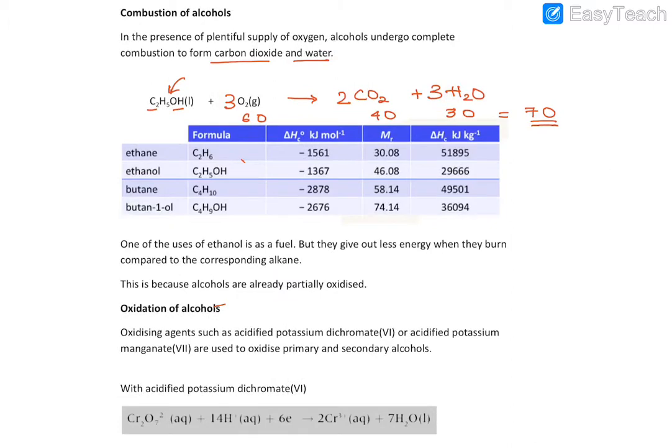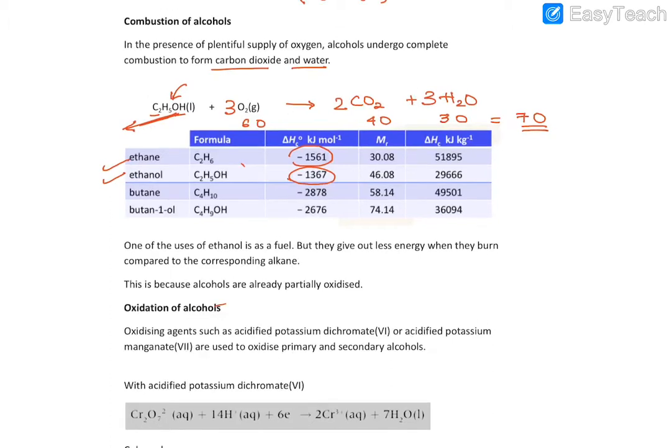And as you can see here, alkanes and alcohols can both be used as fuels. They both give a large amount of energy. However, the corresponding alkane is going to give more energy than the corresponding alcohol, because the alcohol already has an oxygen here, so it's already partially oxidized as compared to the corresponding alkane.